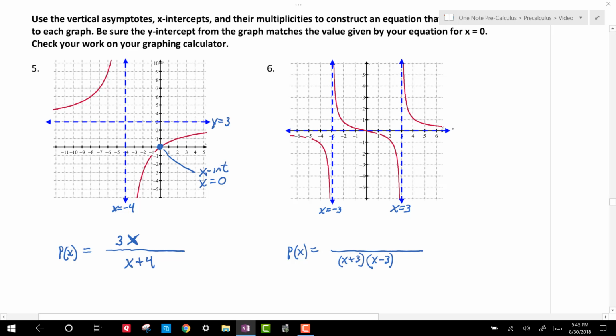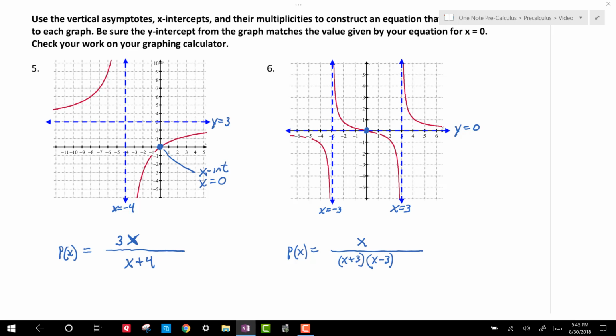Okay? My horizontal asymptote is y equals 0. So regardless of what happens here, I've got to have the degree of the numerator less than the degree of the denominator. All right? And I have an x-intercept at 0 again. Ooh, wait a minute, we just got done talking about that. If I have an x-intercept at 0, then there has to be a factor of x right up here. Now let's check it out and see what we have.